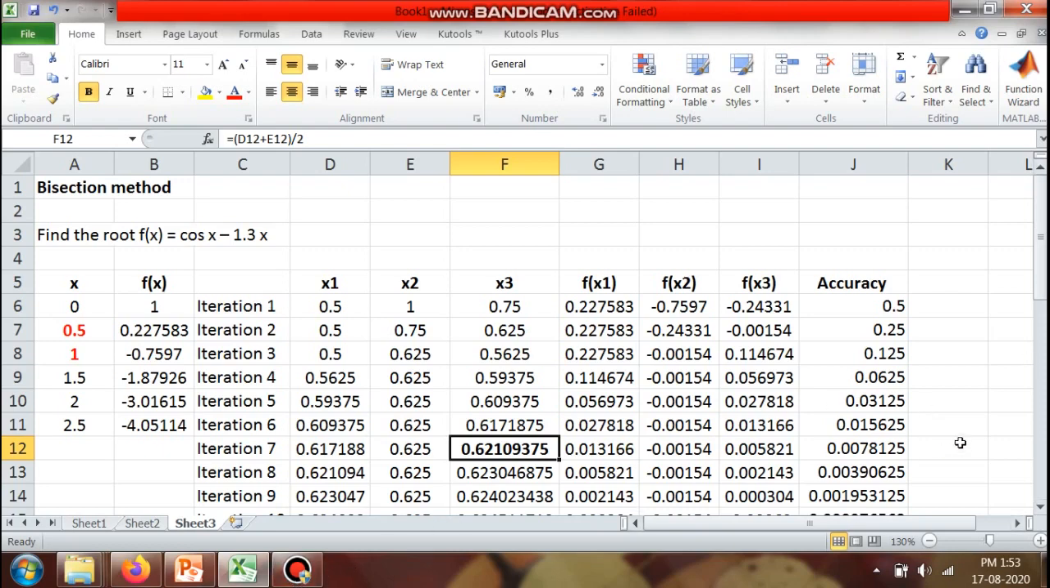So you can use this particular Excel tool to check the validity of your manual answers. The same procedure we are going to do in MATLAB in the next session.